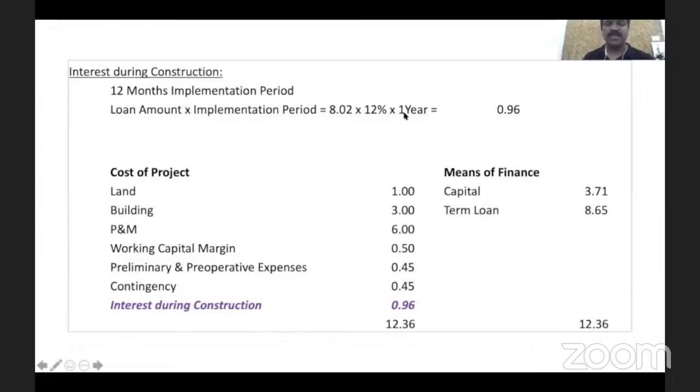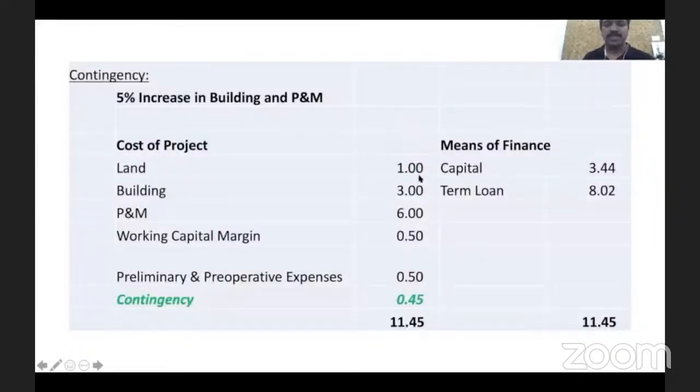Let's take our case itself. What is the cost of the project? 11.45 crore. What is the term loan we have finalized at this stage? It is 8.02 crore. Okay. Now this loan has been sanctioned, and from next month onwards, EMI starts. So every month they have to pay interest and principal.